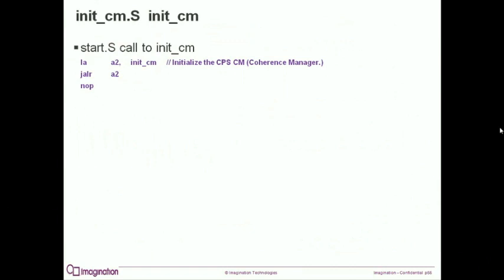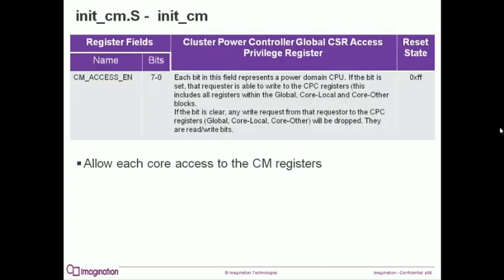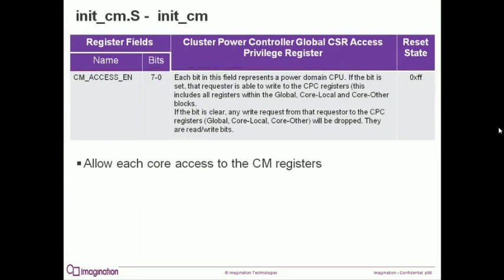Now the code calls initcm to initialize the coherency manager. First, the code checks to see if it is booting a coherent processing system, and if not, it will branch to the end of this function. The lower 8 bits of the global CSR access privilege register controls the write access to the GCR registers by a processor. If a bit is set, then the processor can change the GCR. The code here is rather clever.